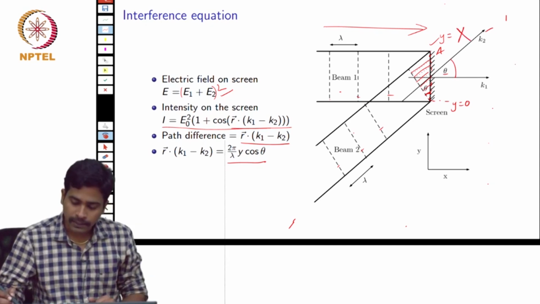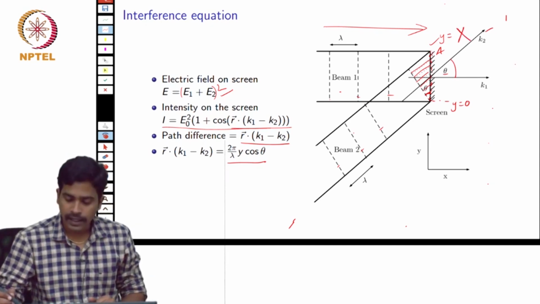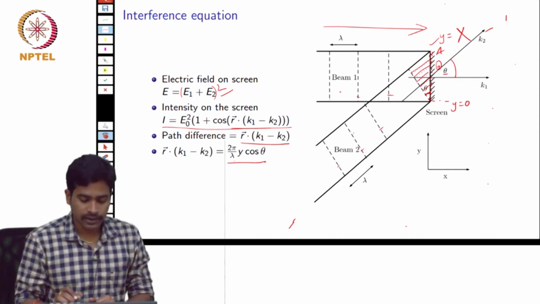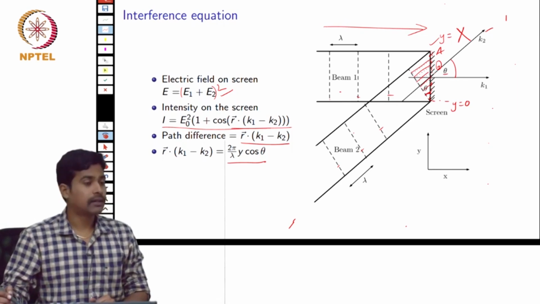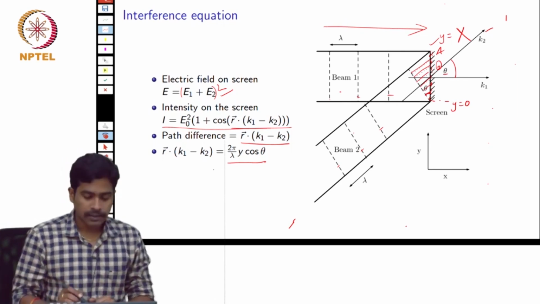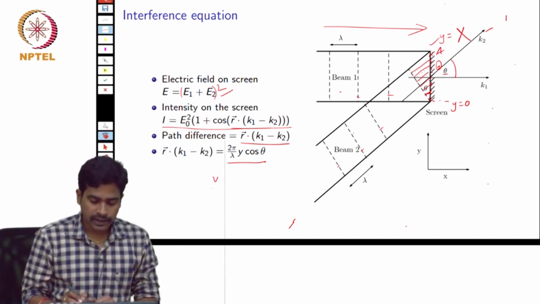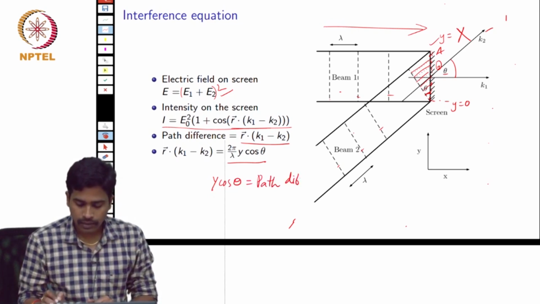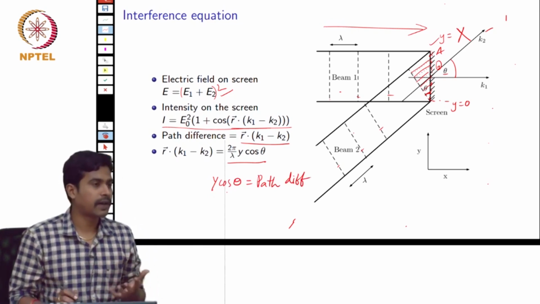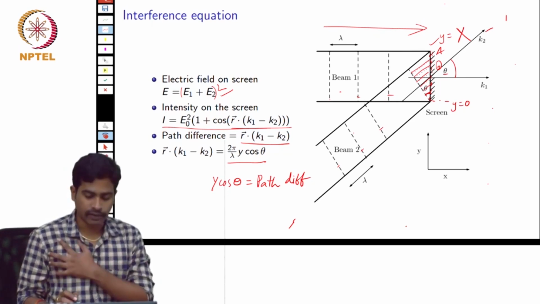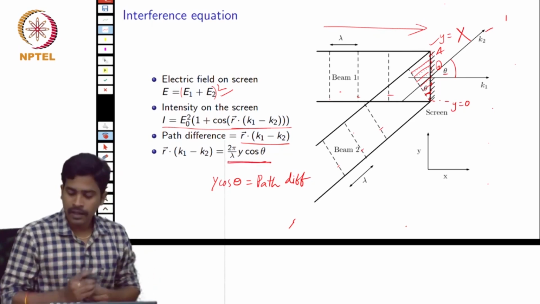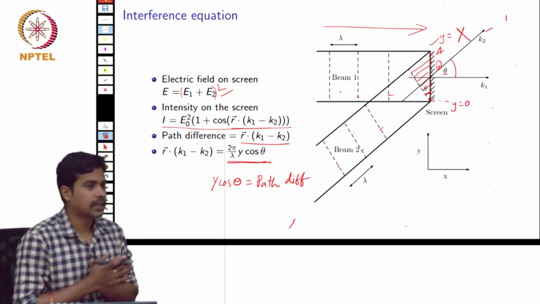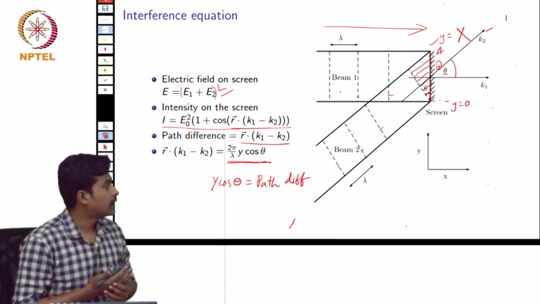If you want to find the path difference along this line on the screen at some y value, you just have to substitute that y value in this expression. The path difference is y cos theta, and if you know the path difference, we can find the phase difference by multiplying by the wave vector magnitude, which is given by this expression. So now we have seen the expression to use in order to find the interference pattern.